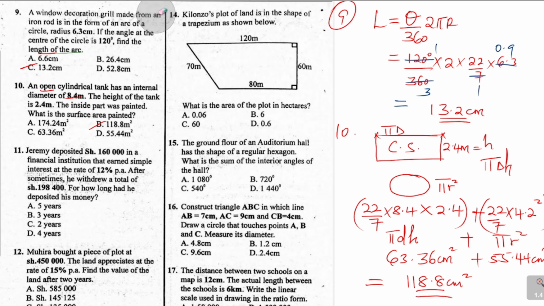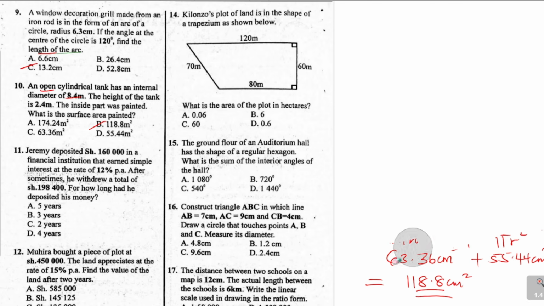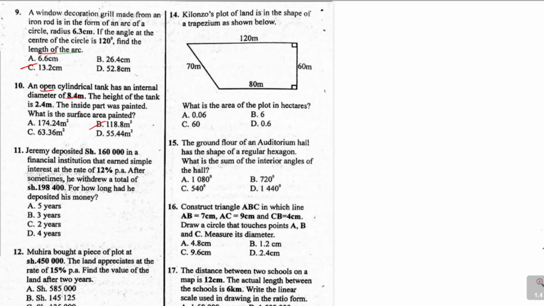So we go to the next part, that is question 11. So for question 11, Jeremy deposited 160,000 in a financial institution that earned simple interest at the rate of 12% per annum. After some time, he withdrew a total of 198,400. For how long had he deposited his money? So the question is asking about time, the time when this interest was earned.